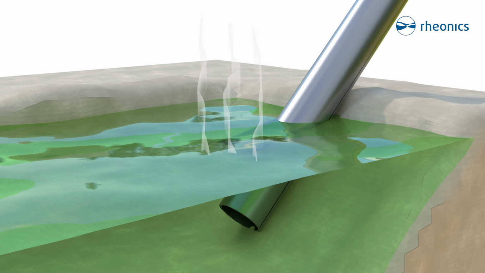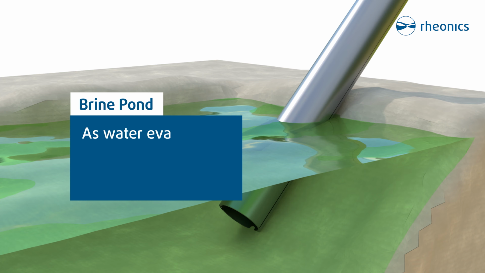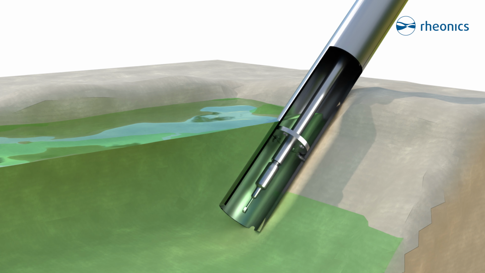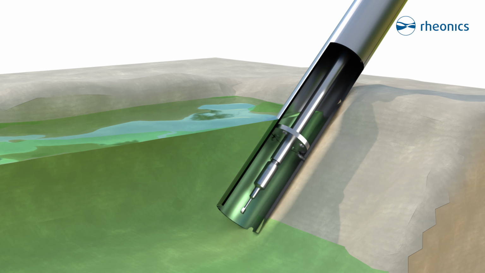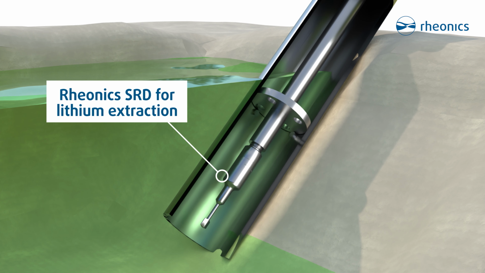In lithium extraction, brines are evaporated under the sun for months. As water evaporates, density increases, indicating higher lithium concentration. With SRD installed in the pond, operators know the exact moment the brine is ready, maximizing lithium recovery and purity.